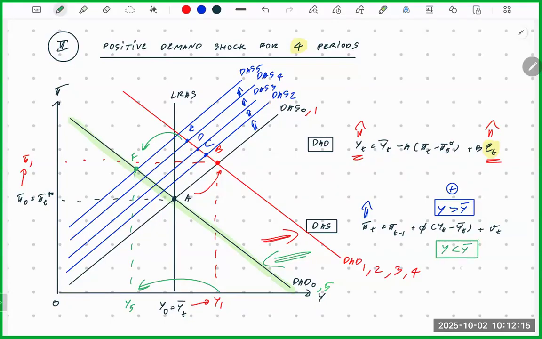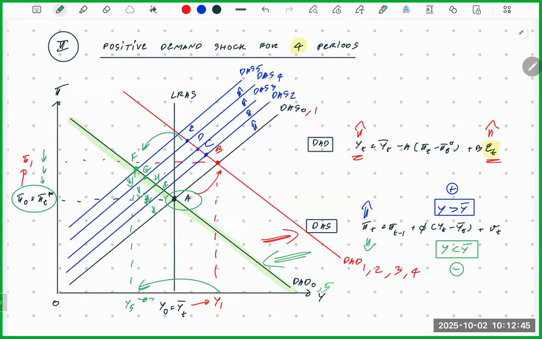The right-hand side of the equation becomes negative. Everything becomes cheaper. Dynamic aggregate supply shifts down. F, G shift down. H shifts down. I shifts down. Back to A. You see? Inflation back to normal.